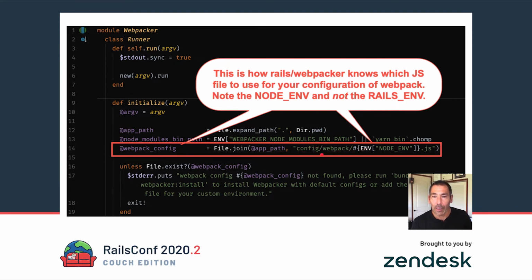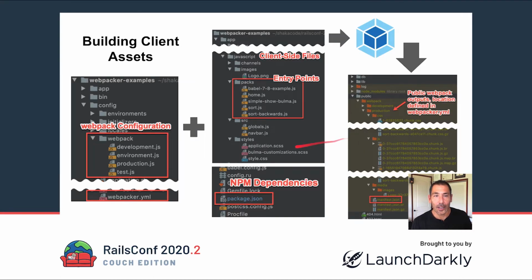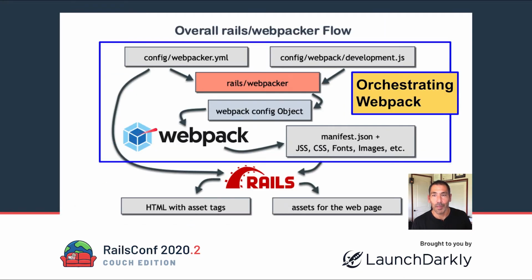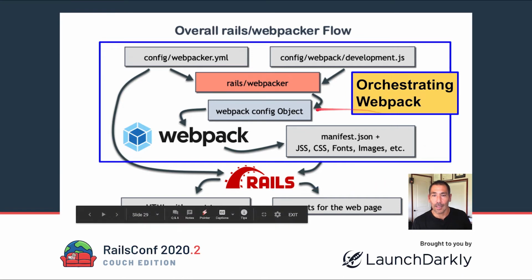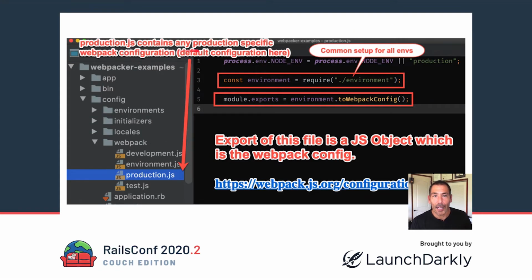So again, what does this mean? Config Webpack, like say for development, that would be development.js. As I mentioned a second ago, you've got something like this in your development directory, your development.js file. And again, this is the overall flow that's happening. All this stuff is being orchestrated to get those files ready for Rails. So for example, the production.js file, that contains anything that's specific to production. Inside that file, it references this environment.js file. As I mentioned, it's a common setup.